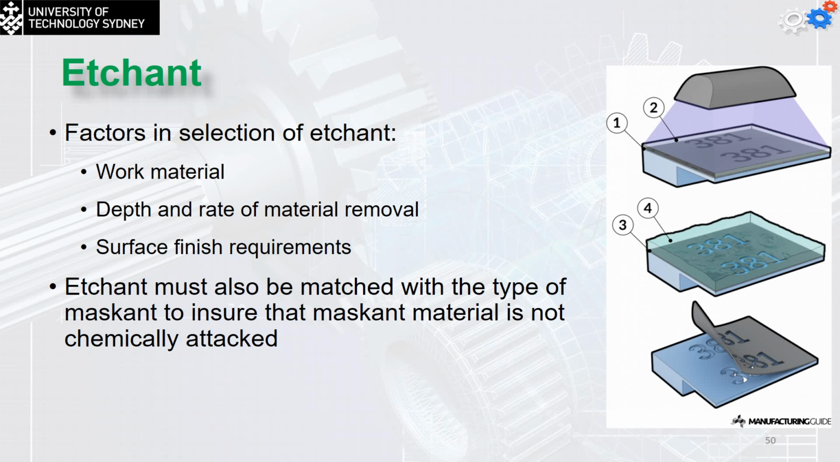Okay, so this is the etching process. We put on the masking, we expose the light, for example, with photosensitivity. When I remove the mask, the etching is done on the work part. The factors for the selection of the etching material are what material you are going to cut, the depth and removal rate, and the surface finish requirement. The etchant must also be matched with the type of masking to ensure that the masking material is not chemically attacked and damaged.